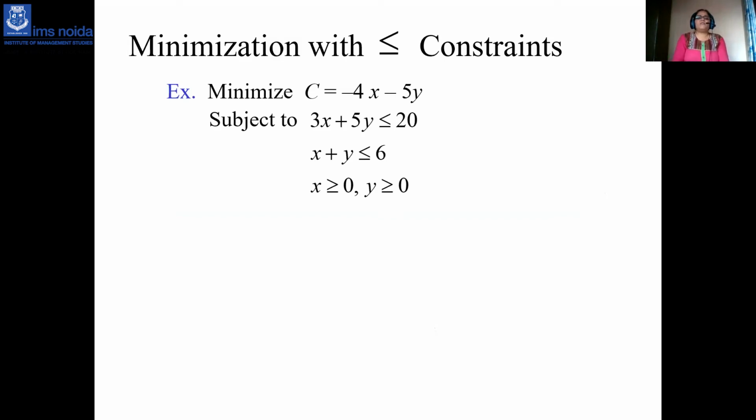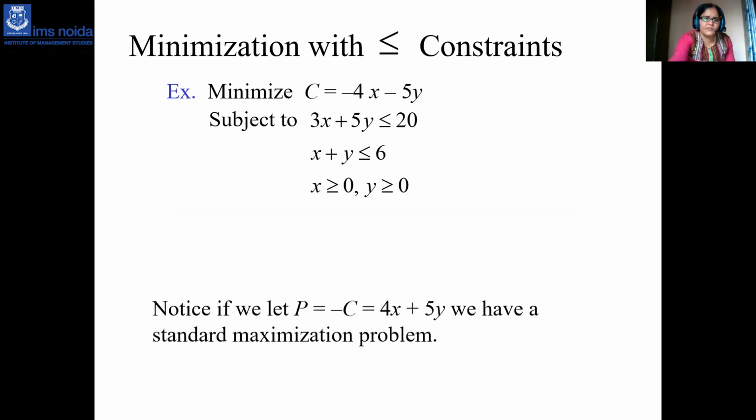Minimization with less than constraints, like this. The question given is: minimize C equal to minus 4x minus 5y, subject to the constraints 3x plus 5y less than or equal to 20, x plus y less than or equal to 6, x greater than or equal to 0, y greater than or equal to 0.